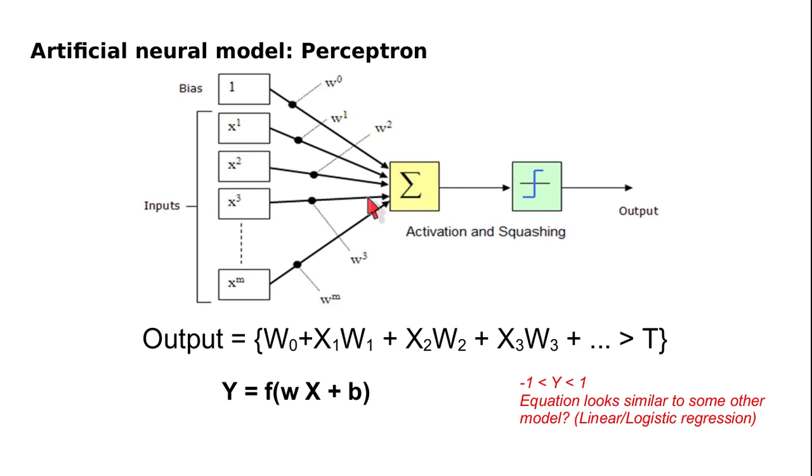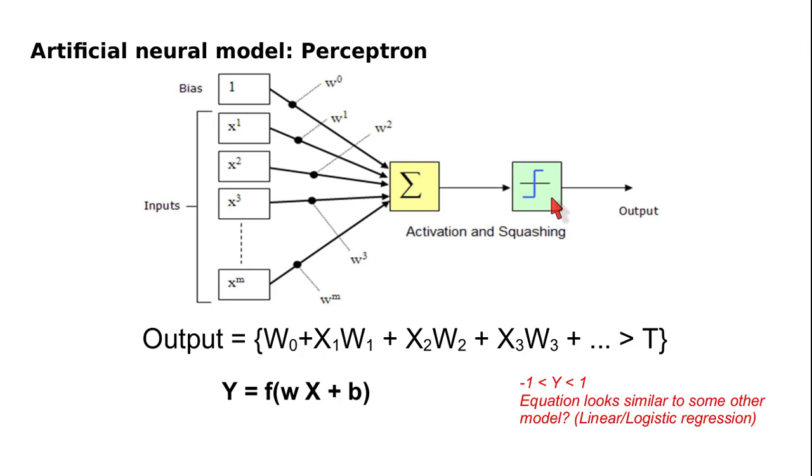Now the output of an activation function can be depicted in the following manner. The bias is connected to weight W0, input x1 is connected to weight W1, input x2 is connected to weight W2, x3 is connected to W3, and so on till xm connected to Wm. So the output of the activation function is a weighted sum of these inputs with the weights, and that turns out to be W0 plus x1 W1 plus x2 into W2 plus x3 into W3 and so on till xm into Wm. The squashing function performs an operation similar to applying a threshold on this weighted sum.